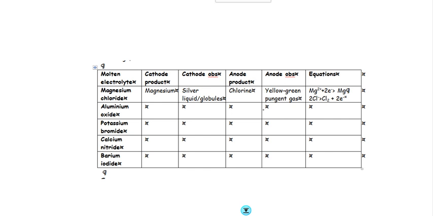In your notes there's this question here which I suggest that you do. I have the answers. So you have the cathode product, what you would see at the cathode, the anode product, the anode observation, and then most importantly the equations for what's happening at the anode and at the cathode. So what I suggest is you go through these, make sure you get the charges right, and make sure you get the formulas of the products right. For example, nitride would give you nitrogen, which is N2, iodide will give you iodine, bromide will give you bromine. So make sure you don't just write Br, that the product is actually Br2. If you can do those, you should be fine for the first part of electrolysis.